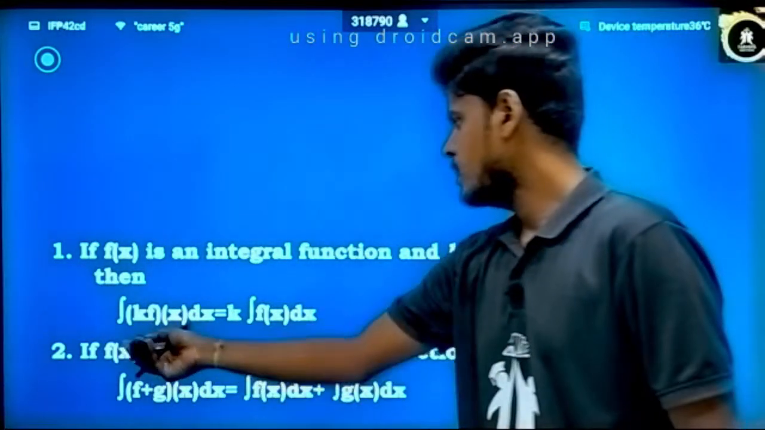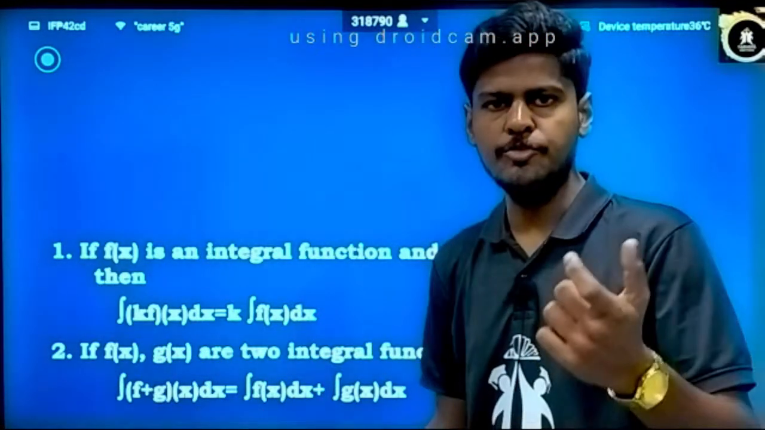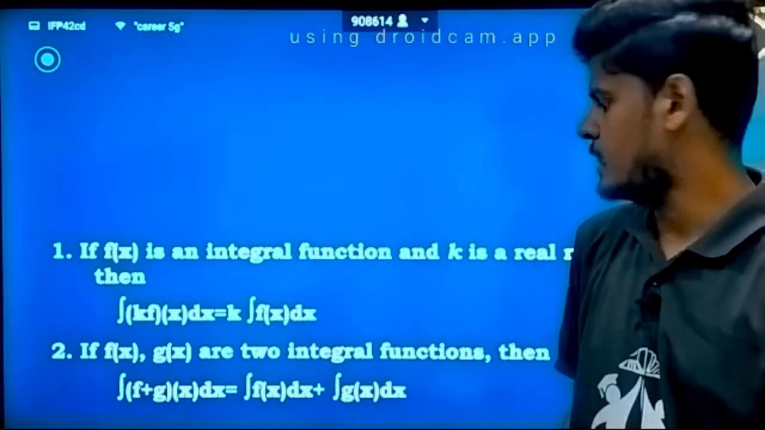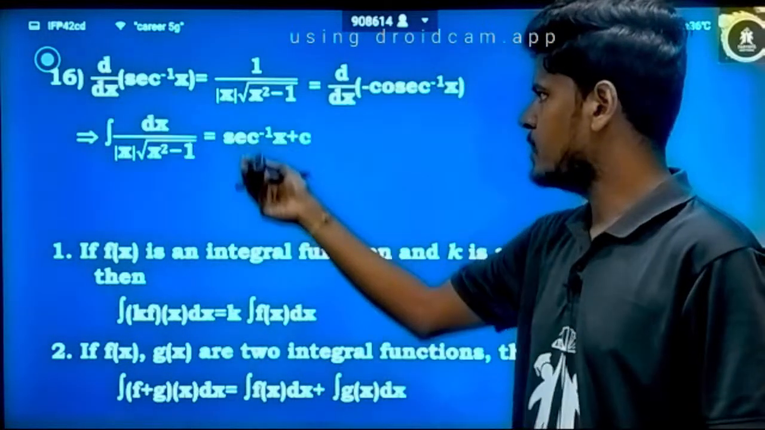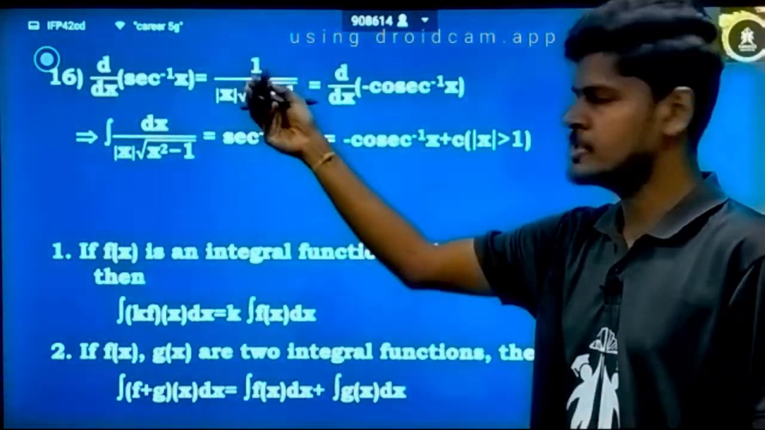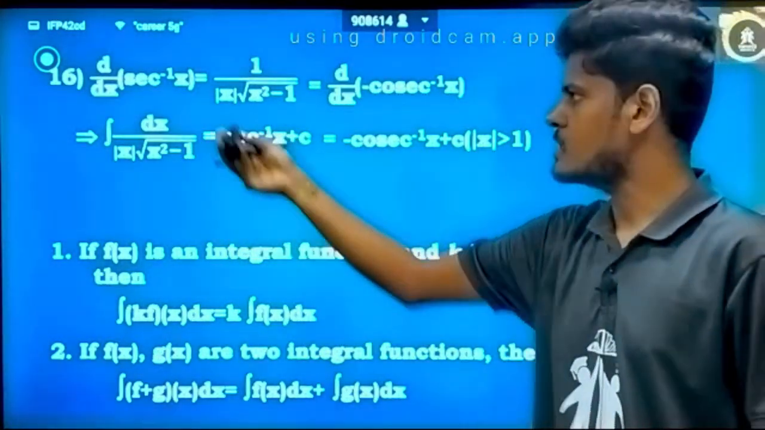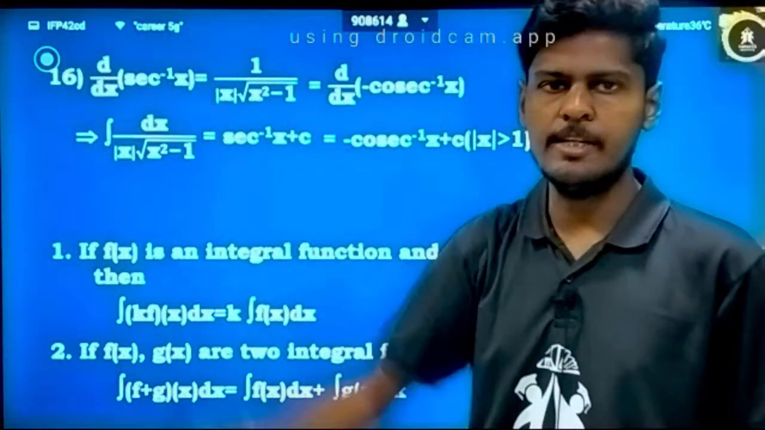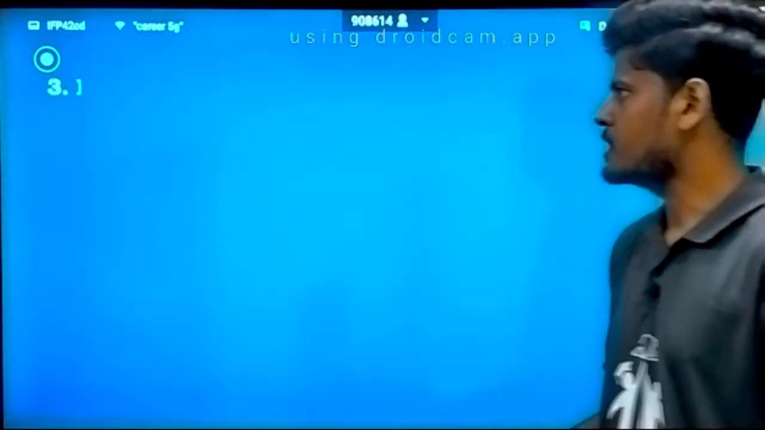Next property is, f of x, g of x are two integral functions. Then when we add the two functions, we can separate the integral. That is integral f of x plus integral g of x. The formula for differentiation of secant inverse x or cosecant inverse x integral is not used that much and is not important, but you should remember the other 15 formulas. These are the properties of indefinite integration.